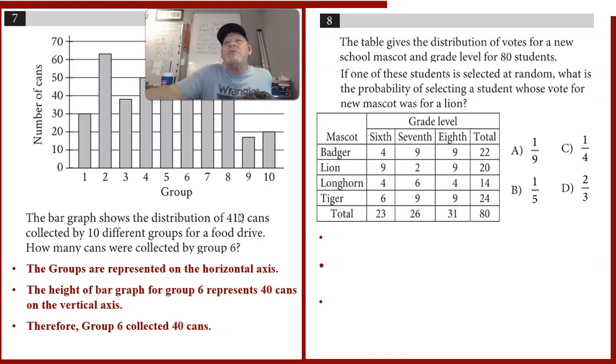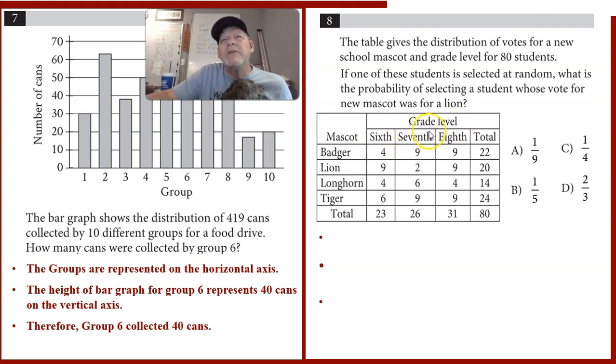The table gives the distribution of votes for a new mascot and grade level for 80 students. If one of these students is selected at random, what's the probability of selecting a student whose vote for a new mascot was a lion? So let's analyze the table before we get into this, and then you can pause this and work on it.